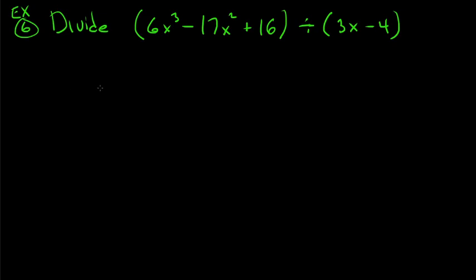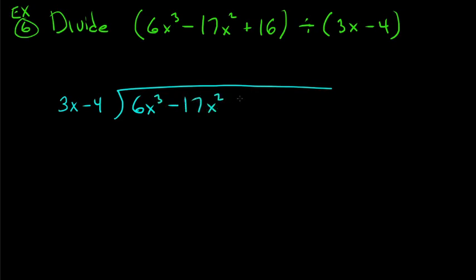All right, so let's write this out as a long division problem. The 3x minus 4 is the divisor, and the dividend is 6x cubed minus 17x squared, plus 0x plus 16, right? So we're missing the x term here. So we need the 0x as our placeholder. Okay, step 1, right? Divide 6x cubed divided by 3x. Right, and part of that should look familiar. This is just 2x squared, right?